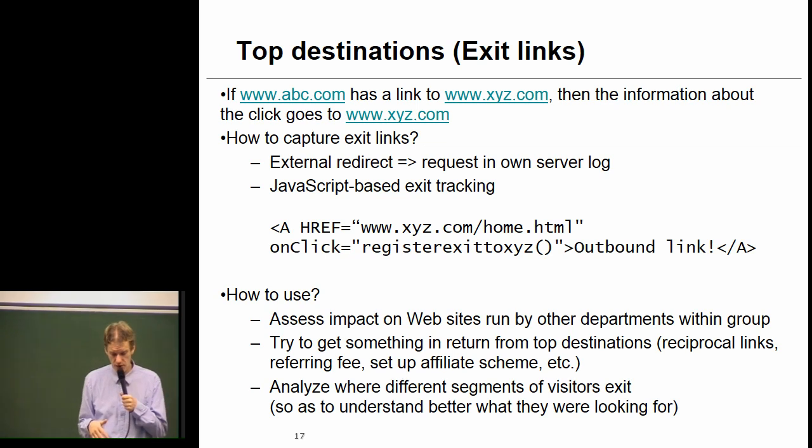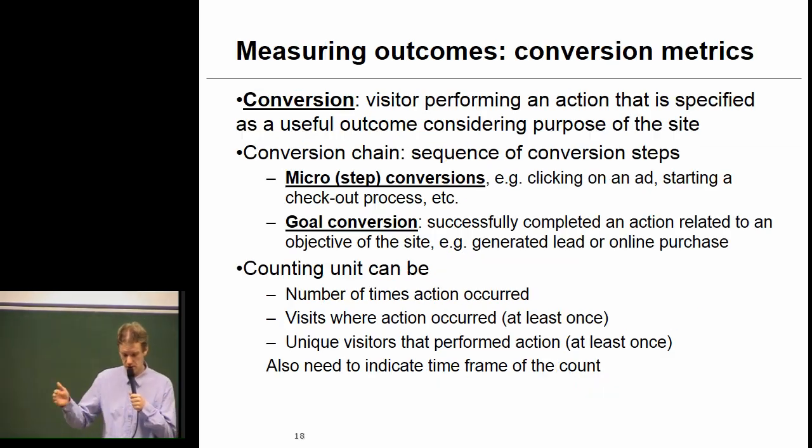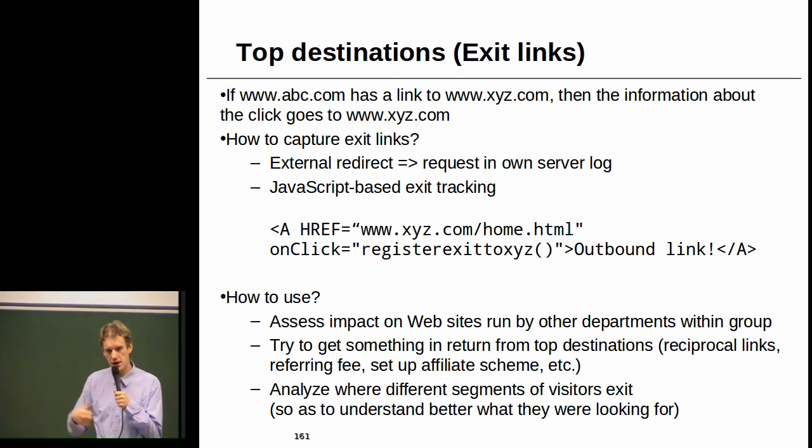I can also ask for reciprocal links. Means I'm having a link from abc.com to xyz.com, and I can ask the guys from xyz.com to also put a link to my website in order to have some traffic from them as well. I can also, again, analyze where different segments of visitors exit. I can do segmentation, right? I can look at visitors that come in through Google, through Facebook, and see how those are going to exit my website. That is really very useful information as well, because that allows me to see what my users are looking for.